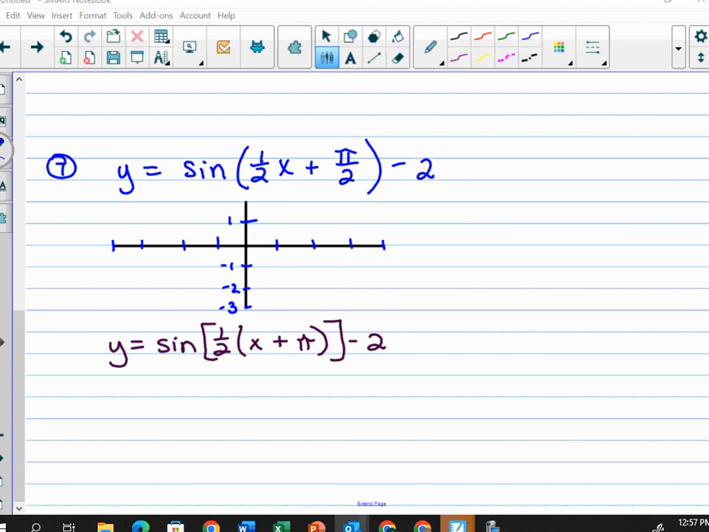Because think about it. It's based on the units of the circle. The circle doesn't look like this. This is positive, this is minus, so that's why you have this and then this, okay?